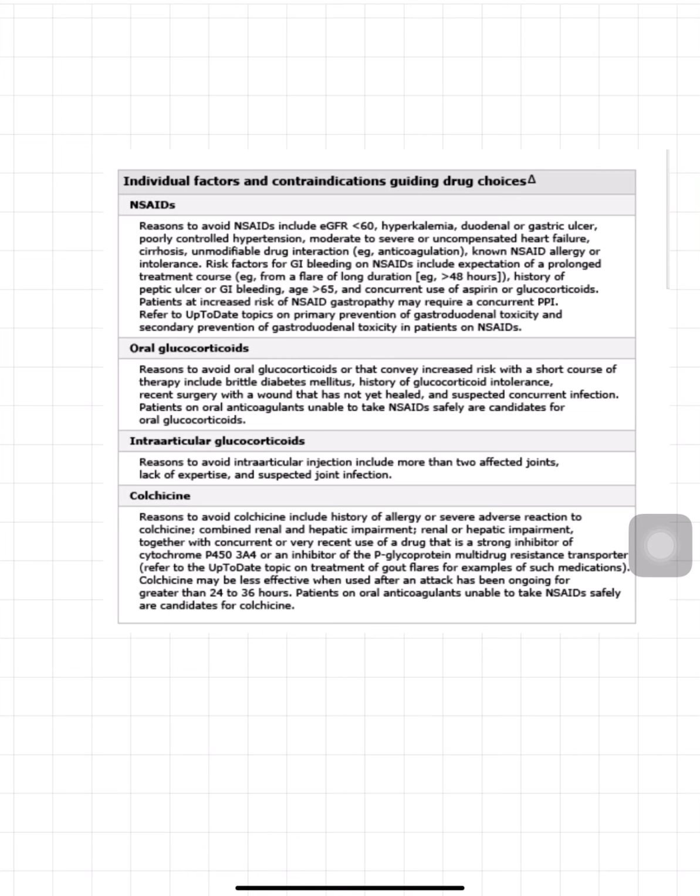not use them in case of poorly controlled diabetes and history of glucocorticoid intolerance. And intra-articular glucocorticoids are usually used only if one or two joints are affected, and if three or more joints are affected, we usually use systemic therapy. And in case of colchicine, we have to avoid it in severe renal impairment, in case of allergy, and if the patient has active diarrhea.